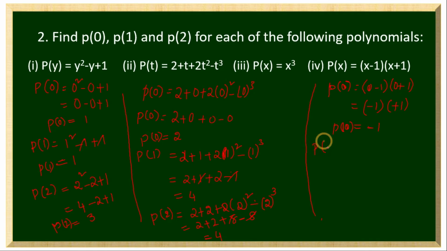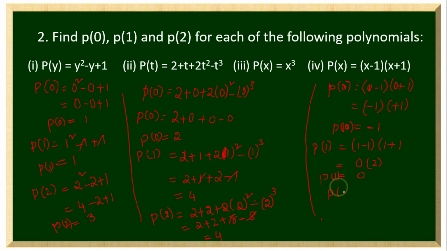p of 1 equal to 1 minus 1 into 1 plus 1. So 1 minus 1 value is 0. 0 into 2, 0 into something is 0 only. So p of 1 equal to 0.